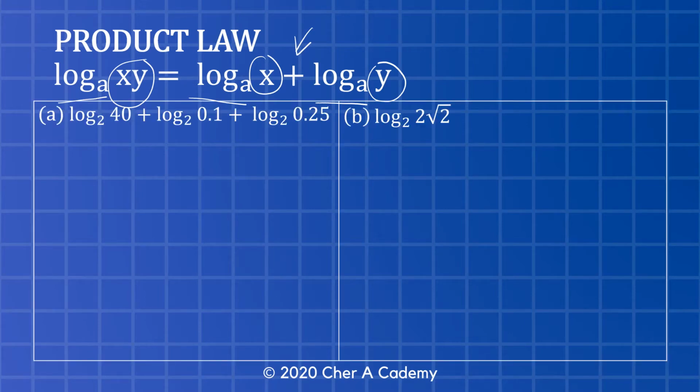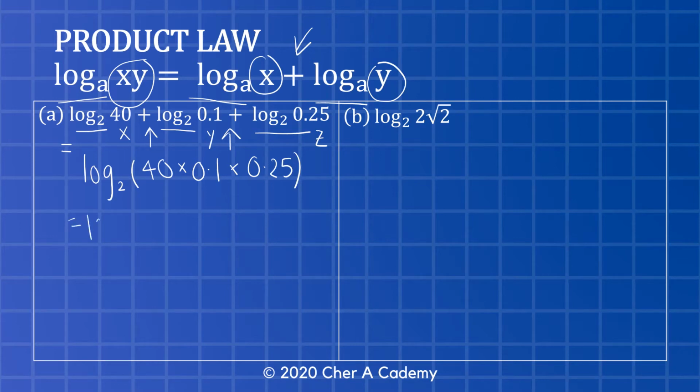I have two examples here, example A and example B. We'll start with example A. So in example A, we notice that all the logs here have the same base. They are all added together, so I can make use of the product law. So I'll put them in the same base. This is my x, this is my y, and my additional z. So I can actually multiply them together. 40 times 0.1 times 0.25.